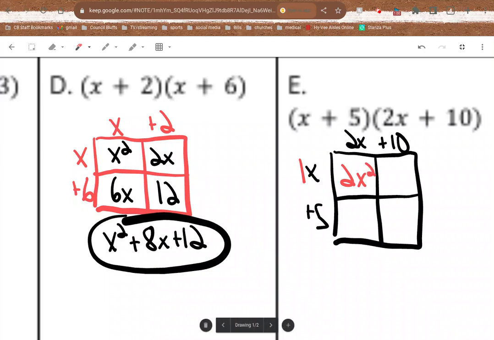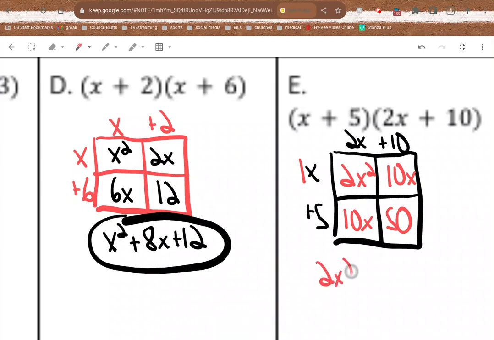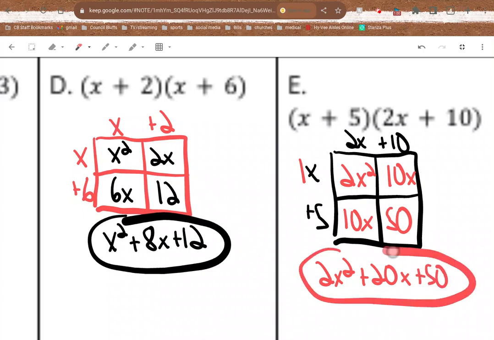Top right is 10 times x. So that's 10x. Bottom left is 5 times 2x. So that's going to be 10x again, right? 5 times 2 is 10x. And then the last one is going to be 10 times 5, which is 50. If I put everything together, I have 2x squared. 10x plus 10x is 20x. And then plus 50. Okay.